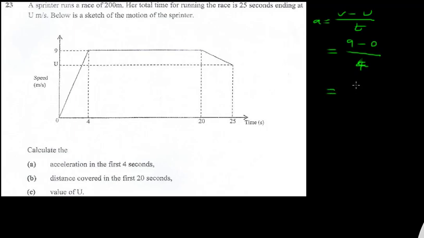So her acceleration actually is 9 over 4, which is equal to 1 over 4 meters per second squared. So acceleration equals 1 over 4 meters per second squared.